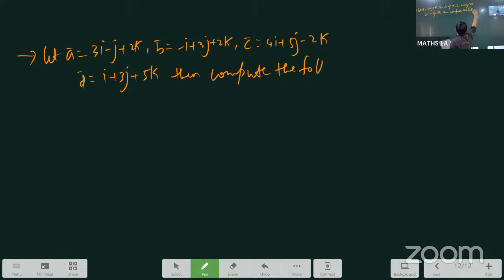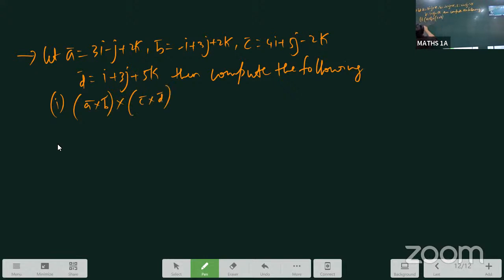Compute the following. What is it asking us to compute? First, A bar cross B bar cross C cross D. Second one, A bar cross dot C minus A bar cross B bar. Is it clear? We are going to compute these values. But it is a simple question only, right?